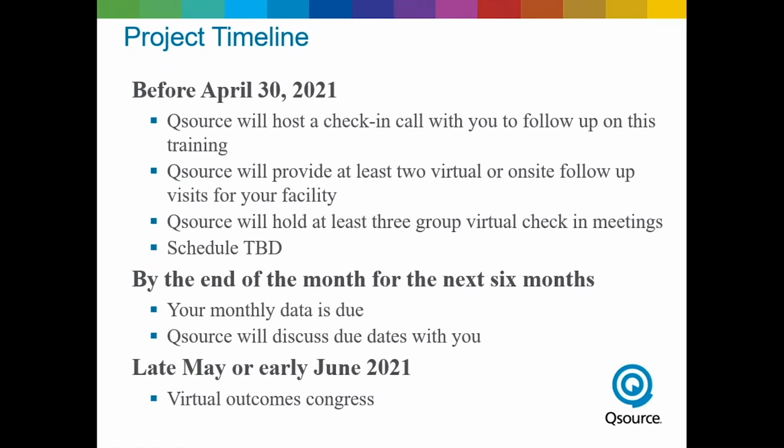By the end of the month for the next 6 months, you are going to submit data to us. So each month, by the end of the month, we'll have one data form that you'll have to complete, and I'll go over that with you in just a minute. And we will make sure that you understand when different things are coming due, we'll help you with that. And then in late May or early June of 2021, we're going to be holding a virtual outcomes congress so that we can go over all the great successes of the project with all of the participating facilities. And so we would want at least one representative from your team to be on that call as well.